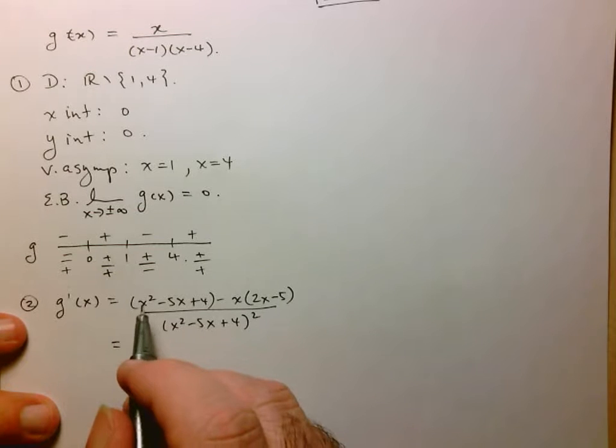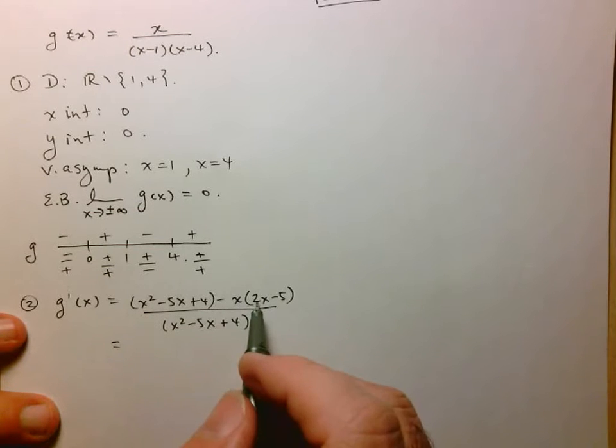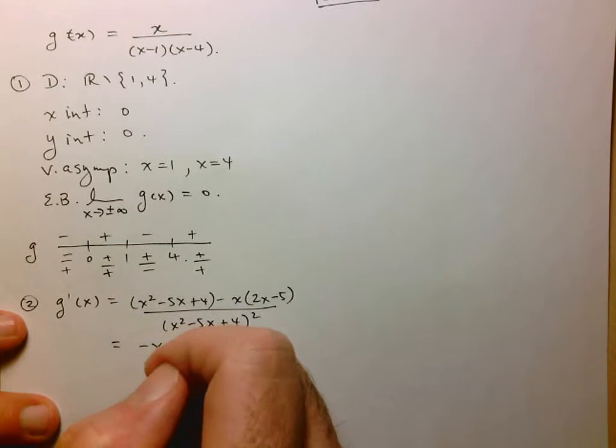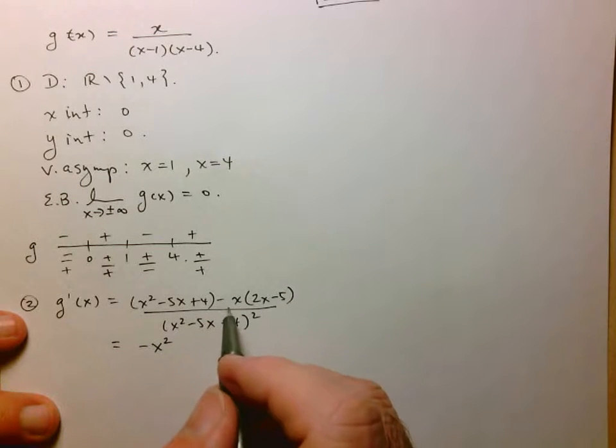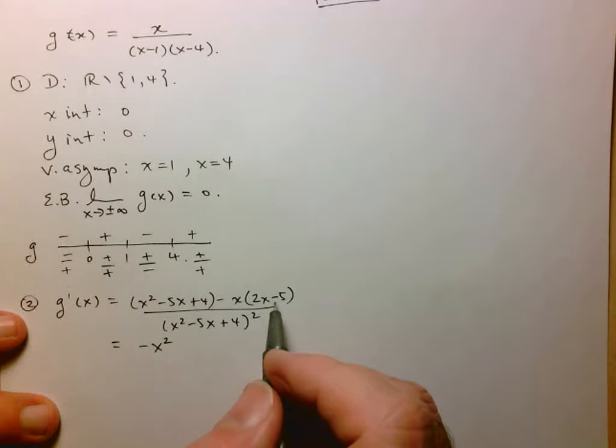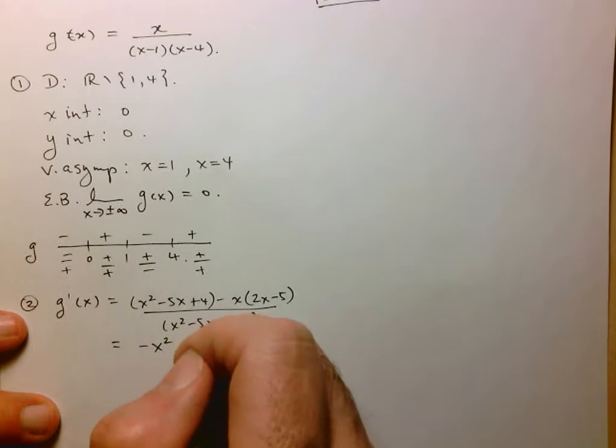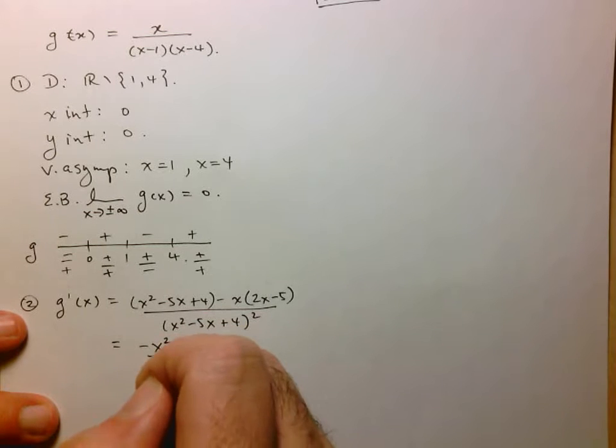Okay, so let's clean this up. We have x squared minus 2x squared, so negative x squared. Okay, we have negative 5x plus 5x, so that disappears, and then we're just left with plus 4.